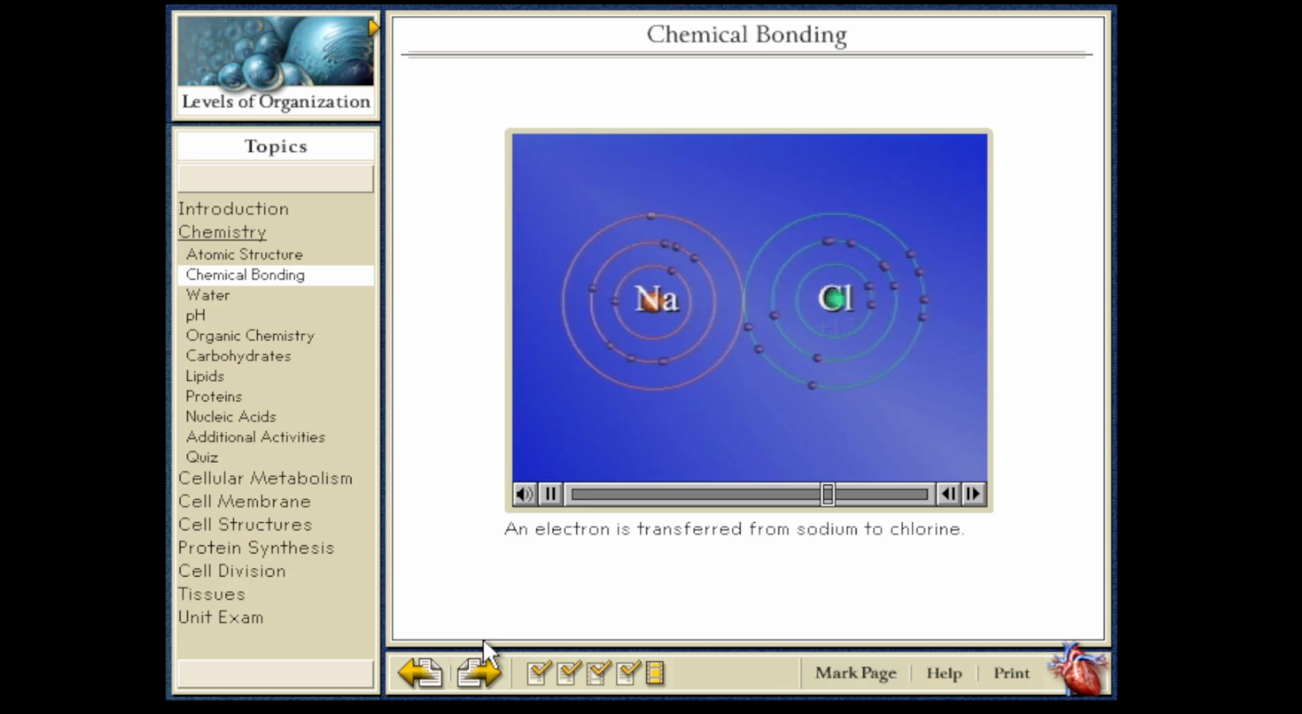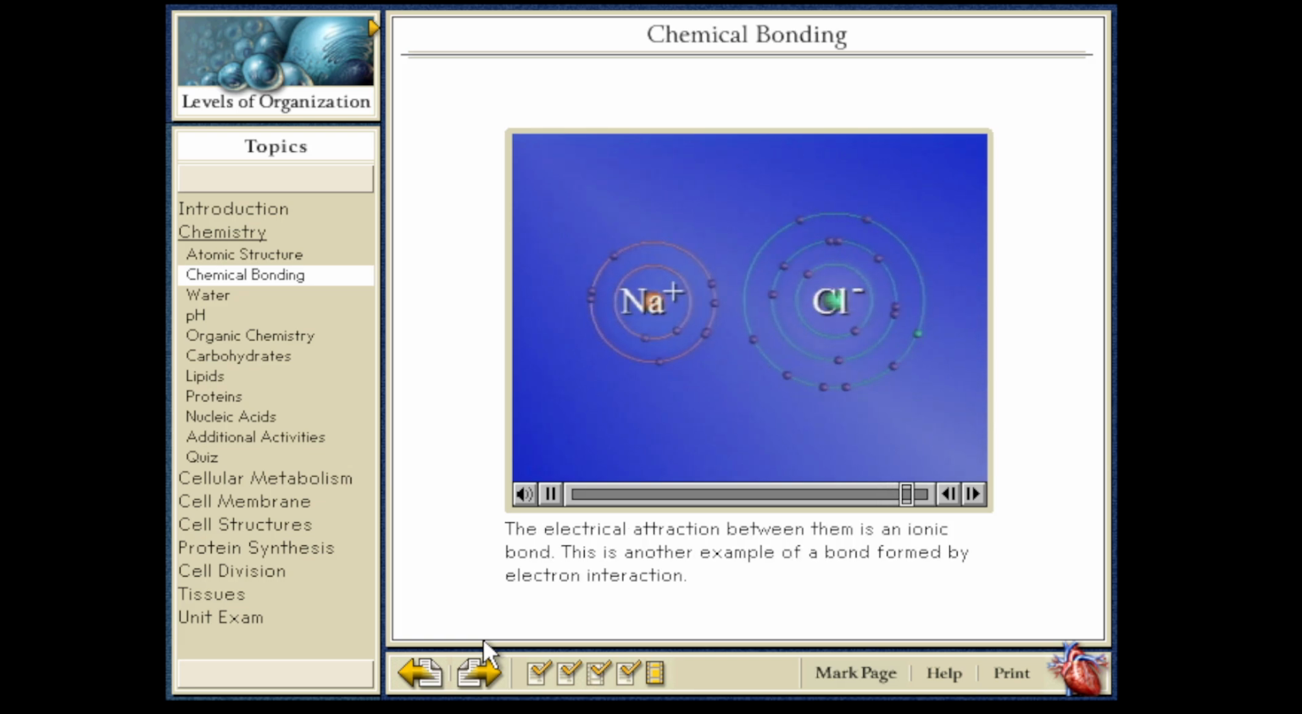An electron is transferred from sodium to chlorine. Sodium is now Na+, chlorine is Cl-. The electrical attraction between them is an ionic bond.